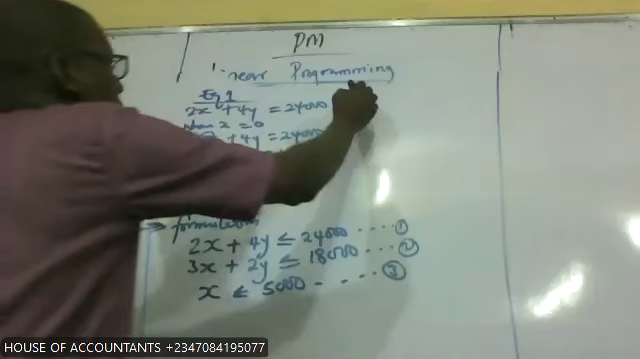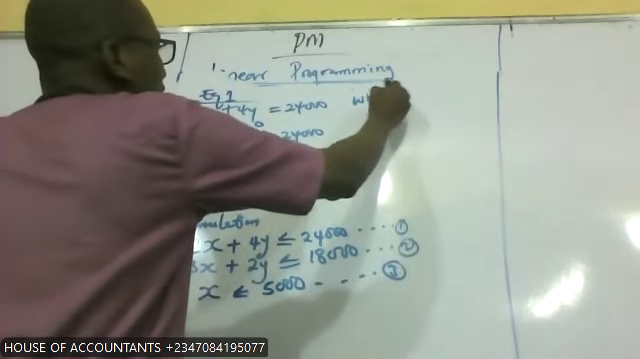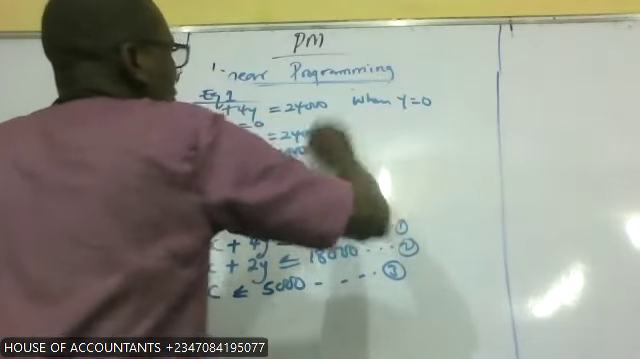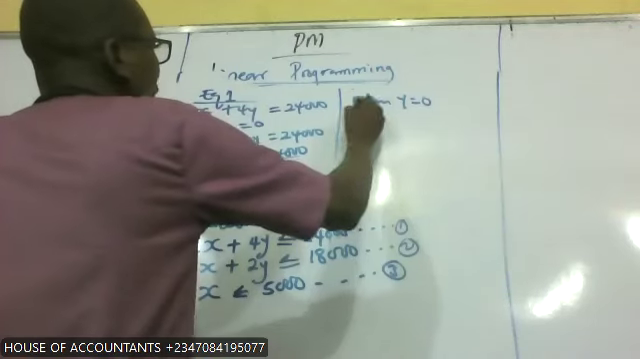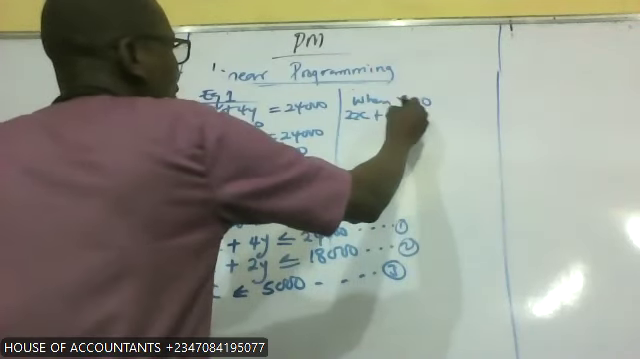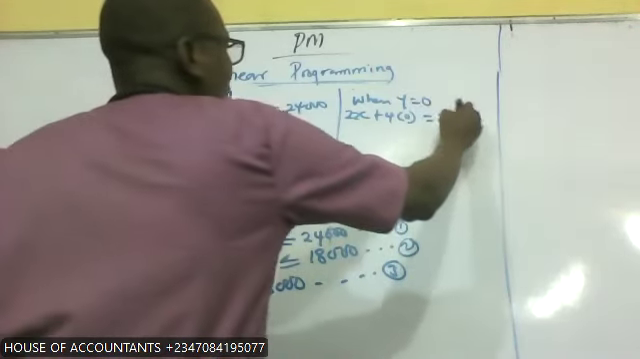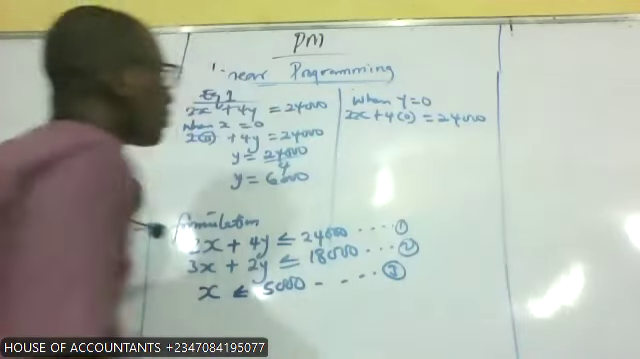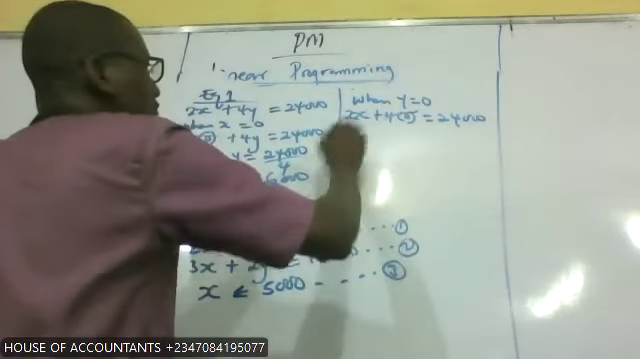Then we come to the second one. When y equals 0, it will be 2x plus 4 times 0 equals 24,000.